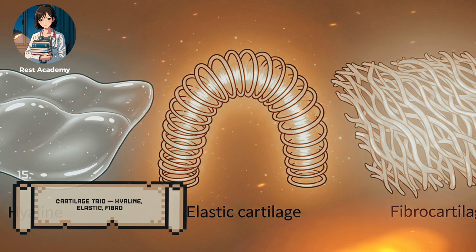DEXA scanning shows decreased bone density. Histological analysis reveals thinning trabeculae and widened Haversian canals, signs of osteoporosis. Here, the balance between osteoclast and osteoblast activity has shifted, favoring resorption. Understanding the cellular mechanisms informs both diagnosis and therapy.